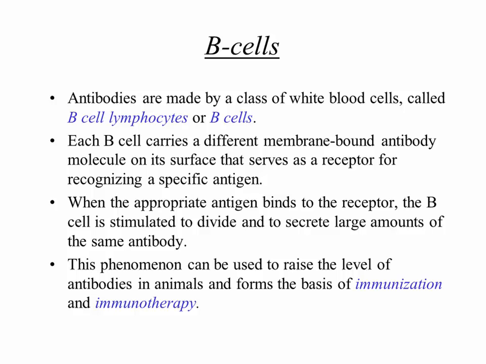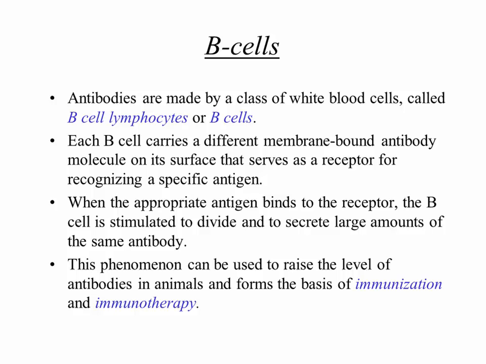Each B cell carries a different membrane-bound antibody molecule on its surface that serves as a receptor for recognizing a specific antigen. So each antibody is specific to a particular antigen. The same antibody is not going to work for different antigens. So when the appropriate antigen comes and binds to the receptor, what is going to happen is that the B cell is stimulated to divide.